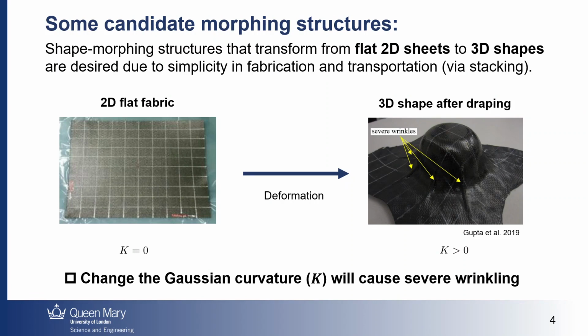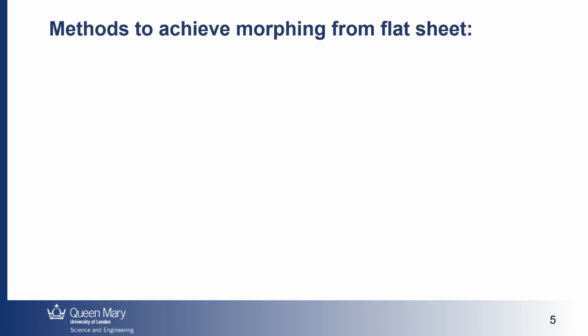Why is that? Because you generate a change in Gaussian curvature. Gaussian curvature characterizes the curvature of the shapes. Typically, you cannot change it by simply draping the structure. In the literature, people try to achieve this morphing via different methods.